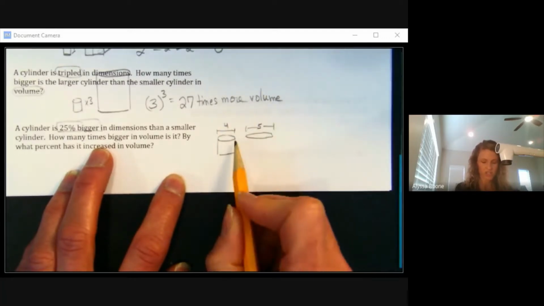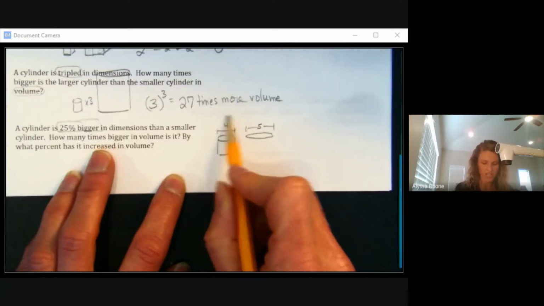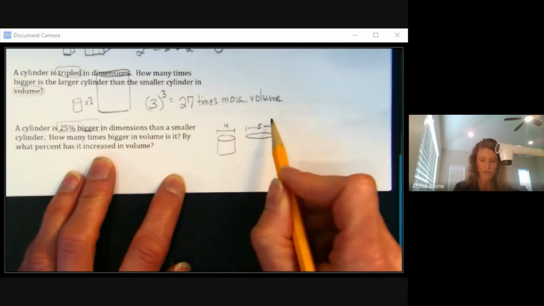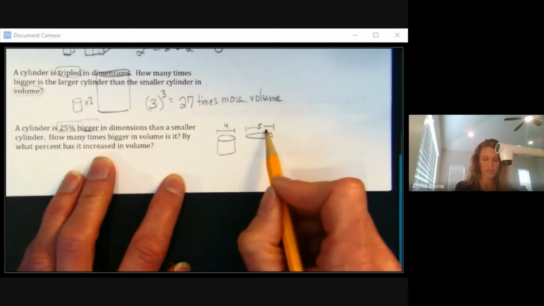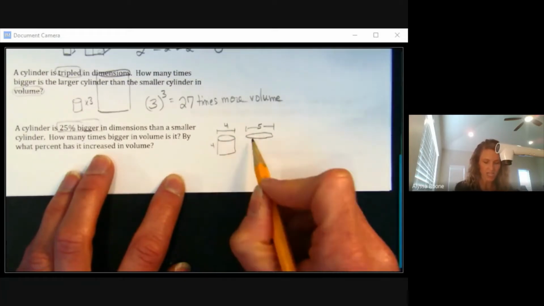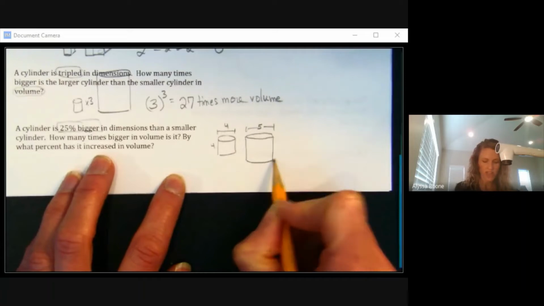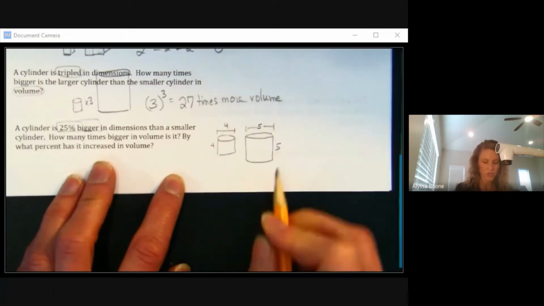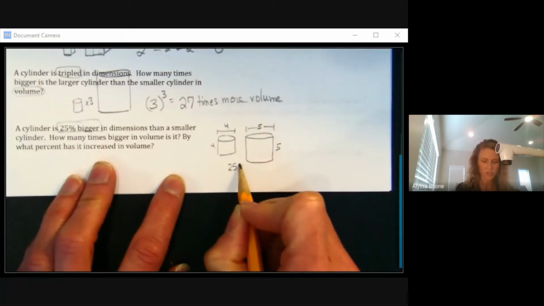So again, if this is 100%, this is going to be 125%. So 25% more dimension than this one. Again, if this was 4 high, it would be 5 high. Okay, so this one is 25% bigger.